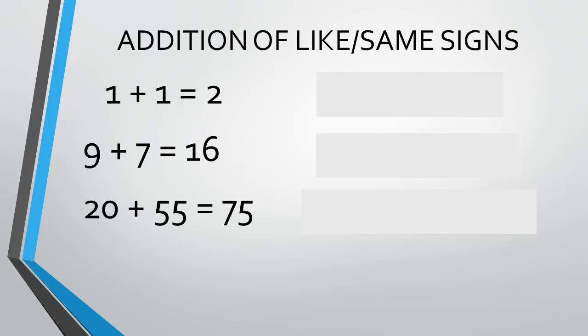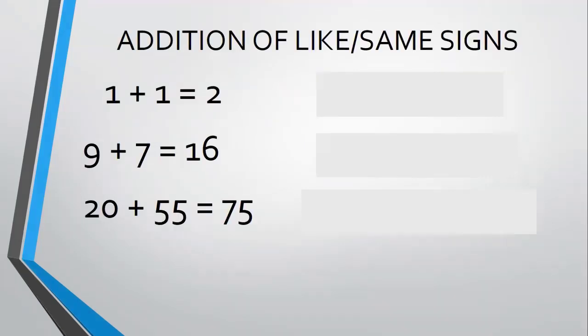Addition of like or same signs. Positive 1 plus positive 1 equals positive 2. Positive 9 plus positive 7 is positive 16. And positive 20 plus positive 55 equals positive 75. As you can see in our first 3 examples, we are adding 2 positive integers here. So the sum is positive.